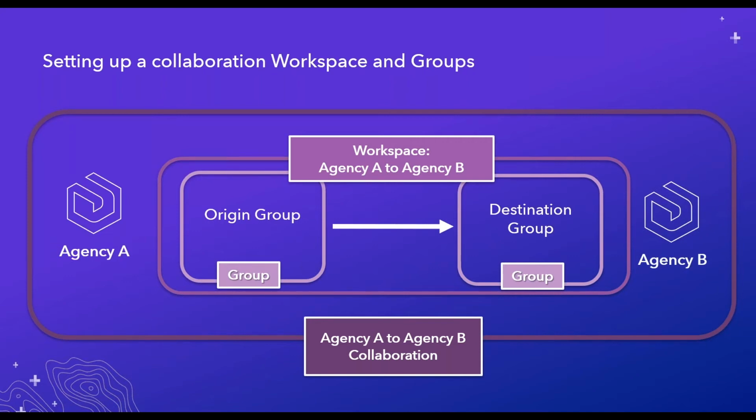So agency A has identified their group into which they will share content that gets copied or referenced, however they chose to set it up, into agency B's destination group. Again, it's this group to group communication through the trusted connection.